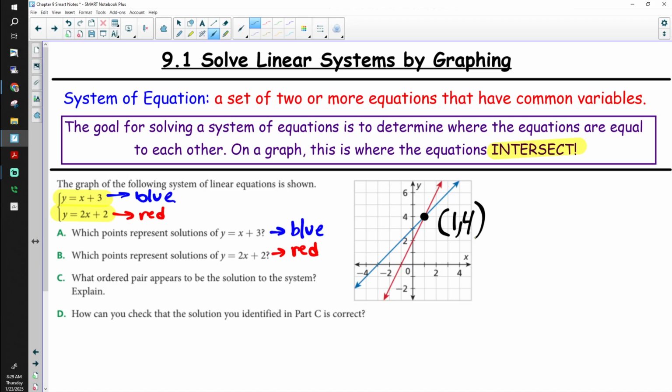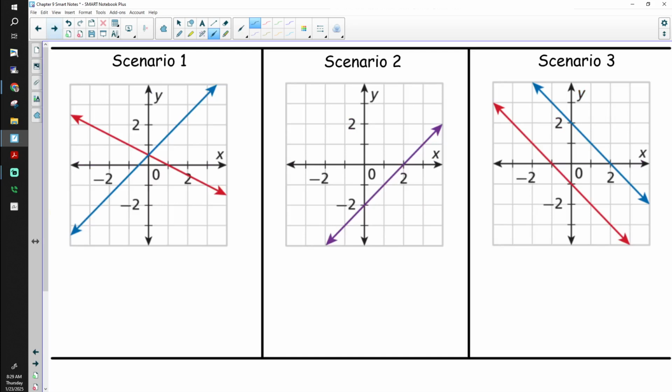That's your answer. If we wanted to check our solution, we'd plug in 1 for x over here and make sure they equal each other. If we plug in 1, 1 plus 3 is 4. If we plug in 1, 2 times 1 plus 2 is also 4. They both equal 4 at 1, so that's the answer. Okay, so let's do it.